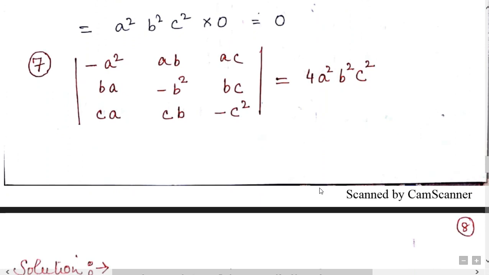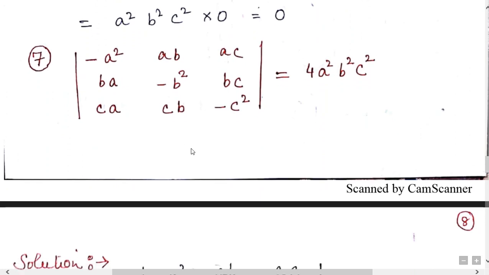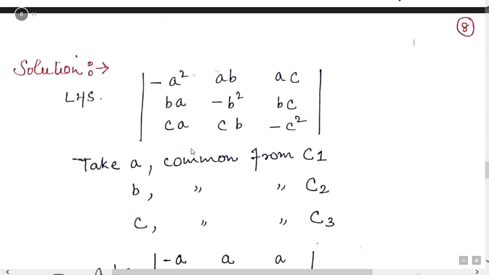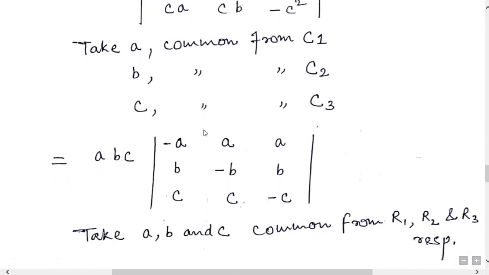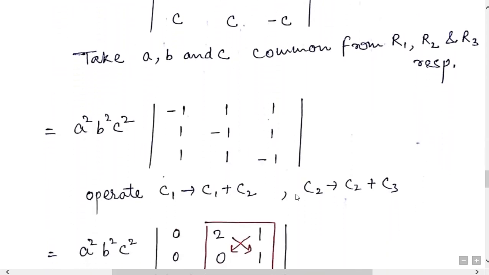Question number 7 is also an important and tricky one. This question is there. Take A common from C1, B from C2 and C from C3. Then A from R1, B and C from R2 and R3. It's minus 1, 1, 1, 1, minus 1, 1 and then 1, 1, minus 1.